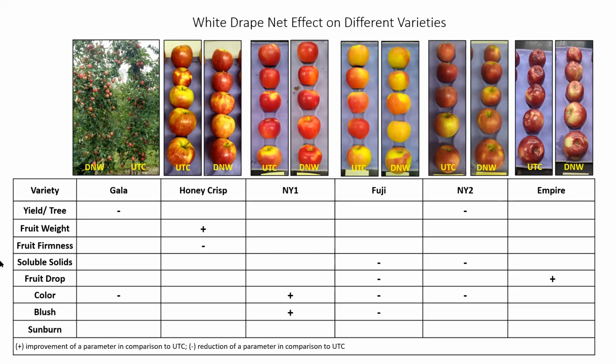Since we found that particle films, kaolin and calcium carbonate, had limited ability to control sunburn incidence, and might require more effort to be removed from the fruit surface when packing, we decided to test products with a different mode of action for sunburn prevention.